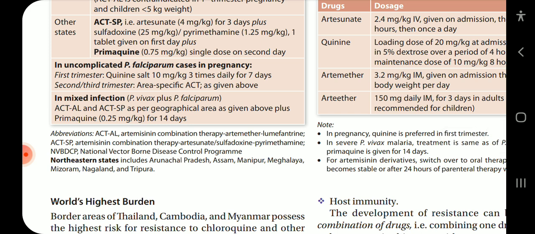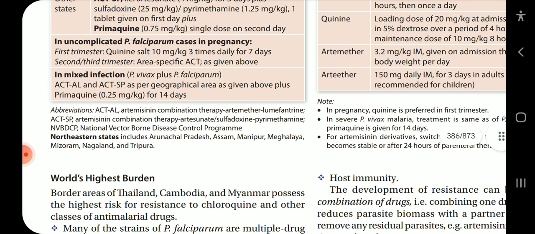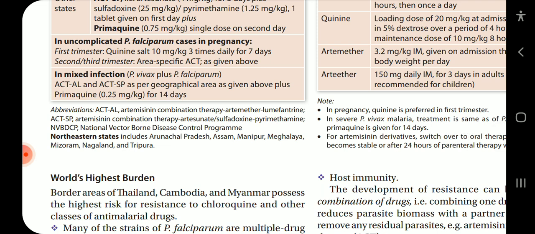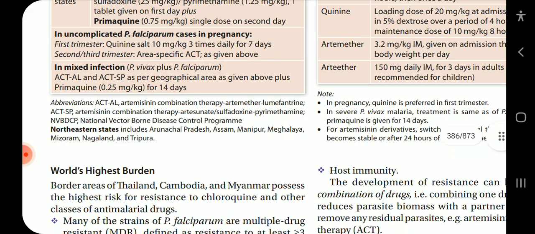Other states: ACT-SP, that is artesunate 4 mg per kg for 3 days, plus sulfadoxine 25 mg per kg, pyrimethamine 1.25 mg per kg, one tablet given on the first day, plus primaquine 0.75 mg per kg single dose on the second day. In uncomplicated Plasmodium falciparum cases in pregnancy, first trimester: quinine salt 10 mg per kg 3 times daily for 7 days. Second or third trimester: area-specific ACT as given above. In mixed infection, Plasmodium vivax plus falciparum: ACT-AL or ACT-SP as per geographical area as given above, plus primaquine 0.25 mg per kg for 14 days.